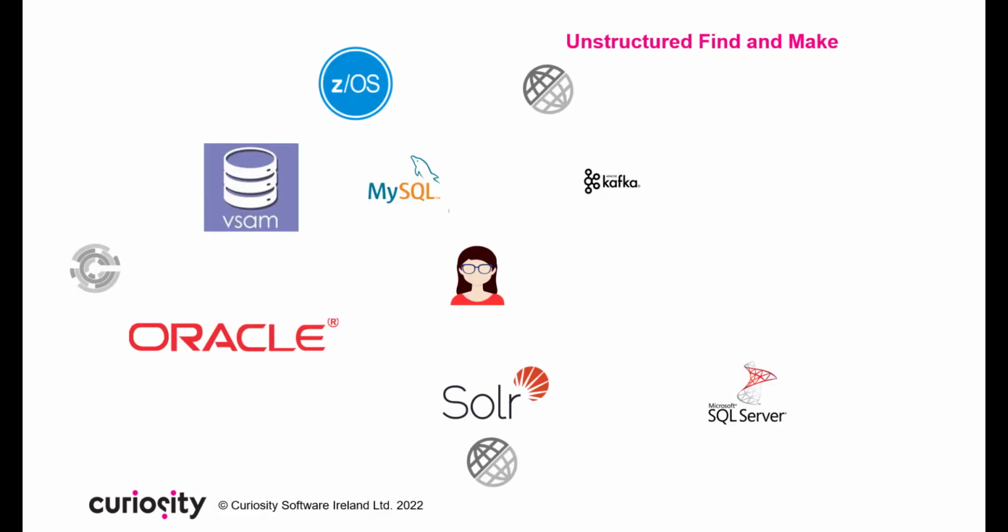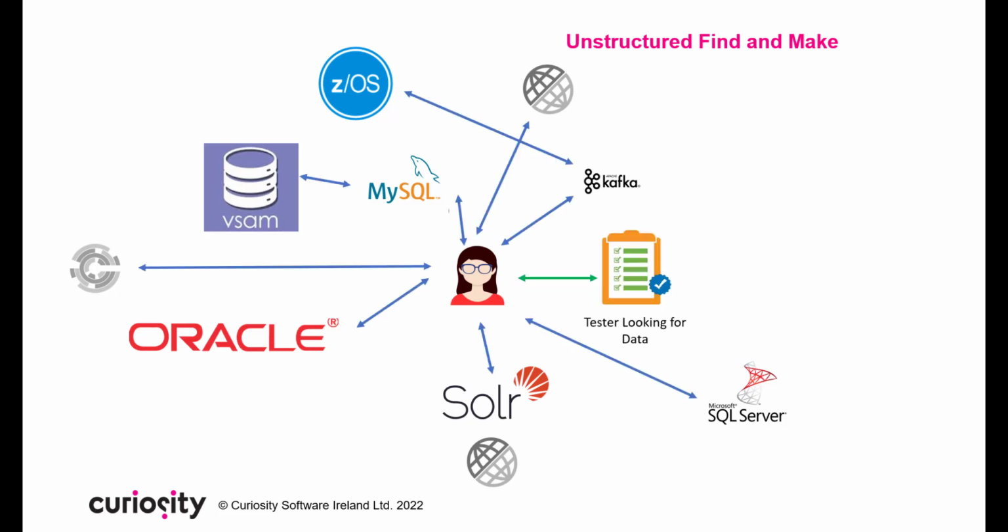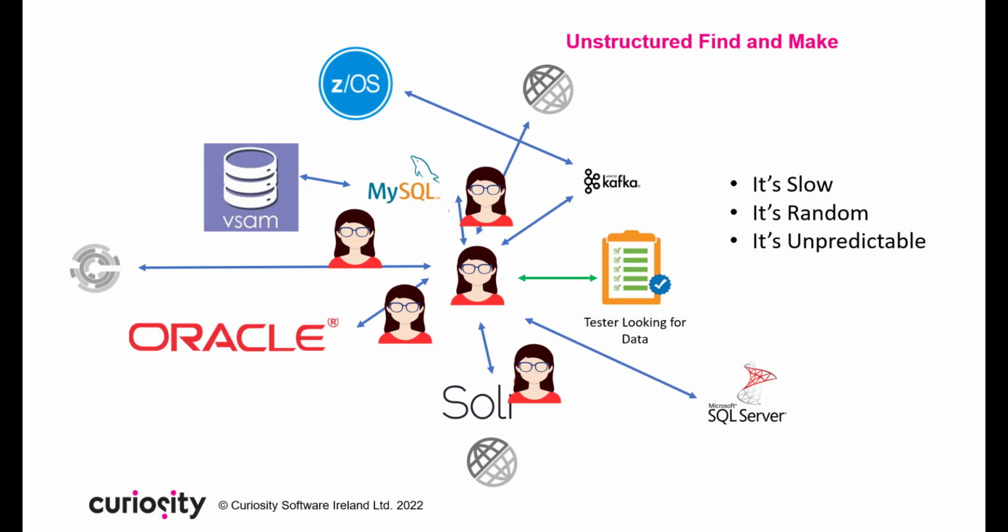So if you think how testers and developers currently have to find and make data, it's very unstructured. They have to go into many systems, they might have to put data directly into a database, they might have to create messages, flat files, they might have to put it through the front end. In addition to that, there are other testers and developers also fighting for that same data. It's rare that you actually have your own development environment unless you're using something like virtualized databases. The result of this, it's slow, it's random, and it's unpredictable.